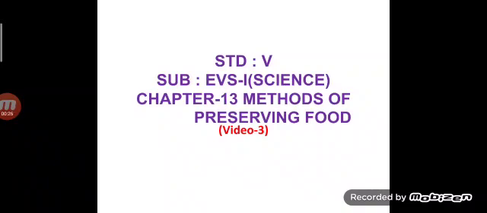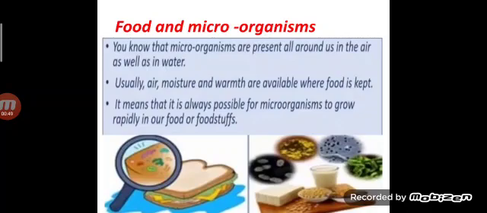Now, today we are going to learn about food and microorganisms and some methods of food preservation. It means how to prevent the spoilage and wastage of food and how to preserve it for a longer time. As we discussed in the previous video, children, you know that microorganisms are present all around us in the air as well as in the water.